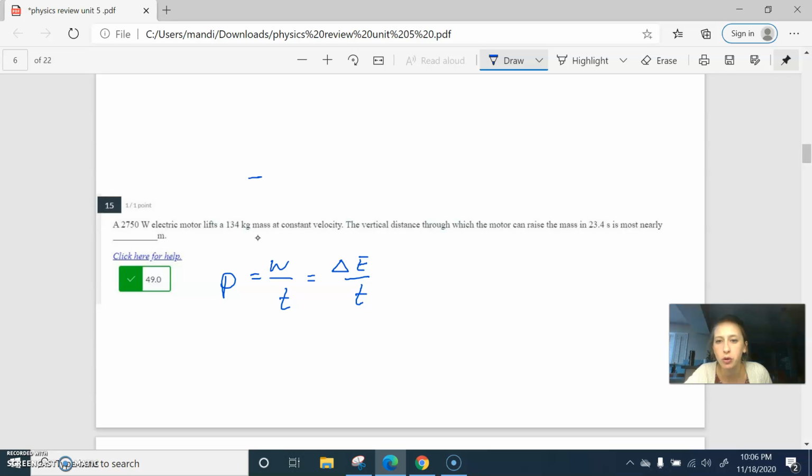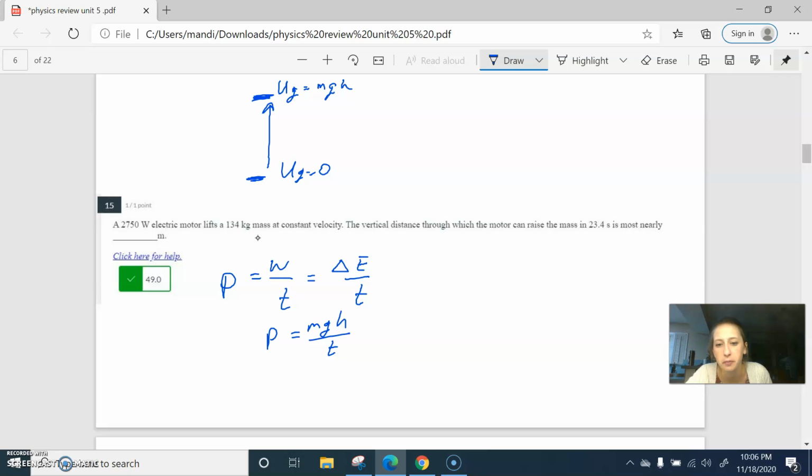So we go from the ground, where we have no energy, to up in the air, where we have potential energy. So that would be mgh. So our change in energy, our final minus our initial, is mgh minus 0. So delta E is just mgh. So P equals mgh over time.